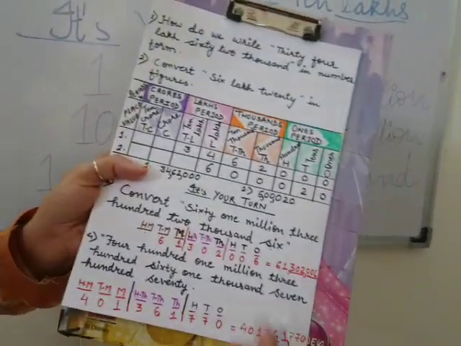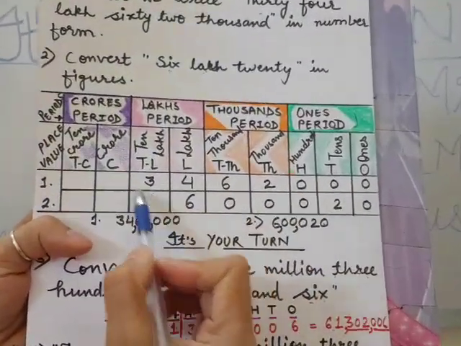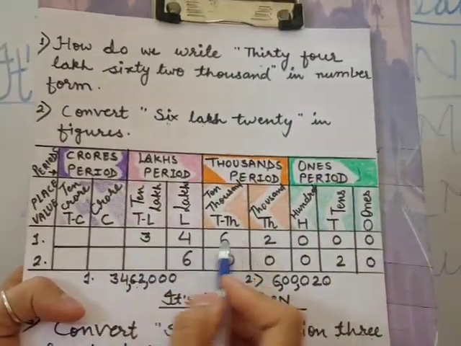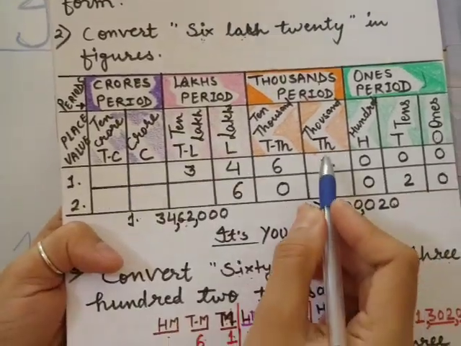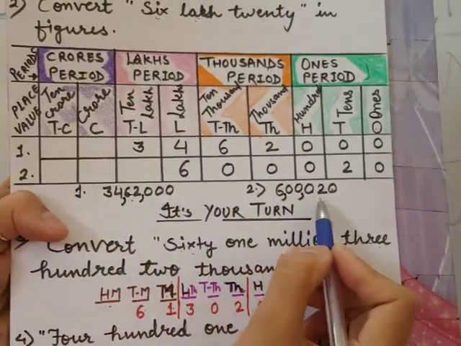Next is how do we write the figure for a number name. Whenever we have a number name, first we write the digits in places according to the number name, and then we can form the number in figures.